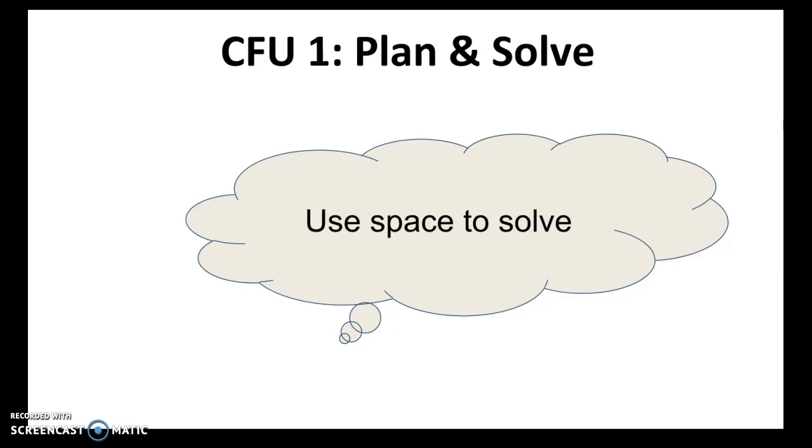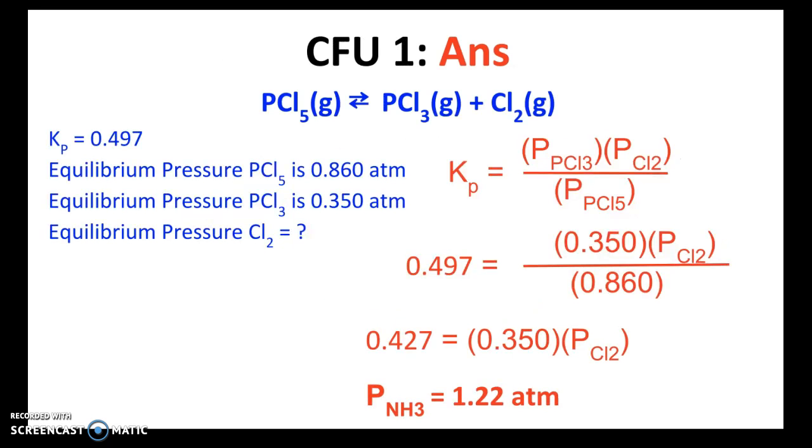Okay, so I hope you use the space that was provided to solve, and let's go into the answer. So this is what your work should look like here. They gave you the KP. They tell you the equilibrium pressures of PCl5 and PCl3. And you need the equilibrium pressure of chlorine gas. Once you have your equilibrium expression, you can just plug that in, cross multiply, and solve.